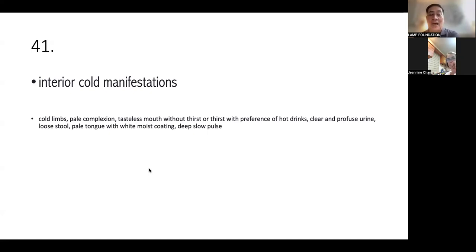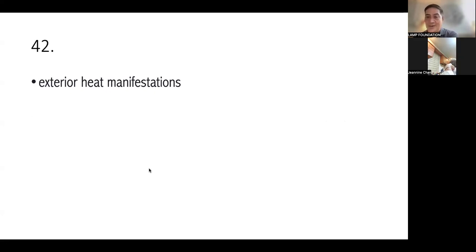Next. What are the manifestations of exterior heat? Let's start with the tongue. Red tongue, then floating rapid pulse. Because it's heat, so there is fever, slight aversion to cold, dry mouth, slight thirst, sweating, and congestion. The nasal discharge will be yellow and sticky. Sore throat.